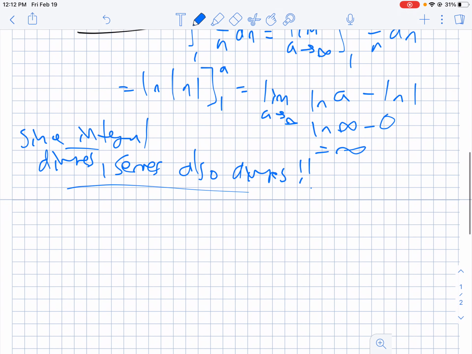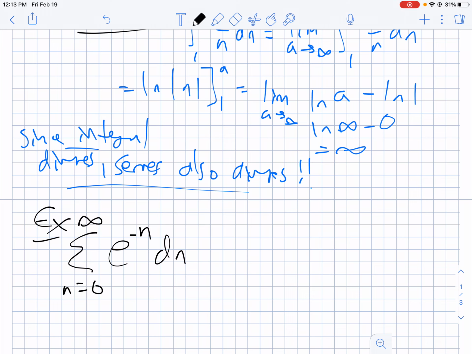Let's take a look at another example where we're going to have to figure the answer out on our own. Okay, so let's take a look at the sum from 0 to infinity of e to the negative n. Well, again, let's just consider the integral from 0 to infinity of e to the negative n. I'm not sure why I wrote a dn here. That was probably a mistake.